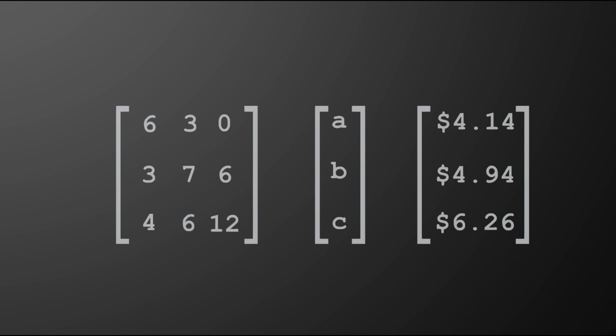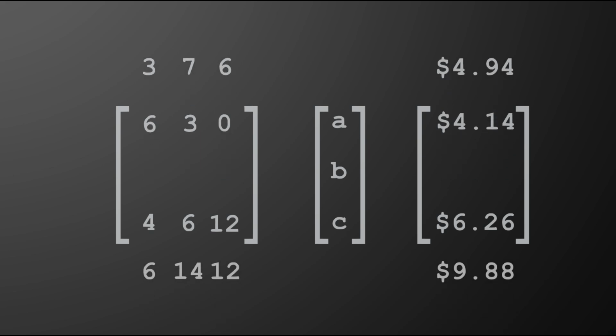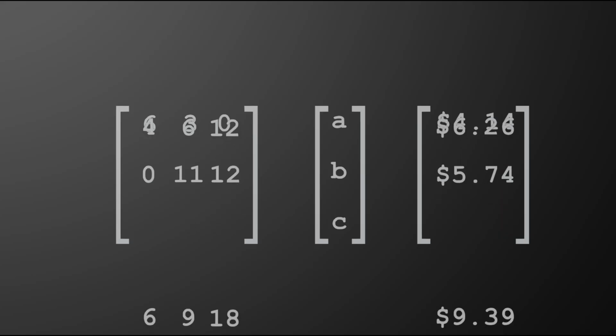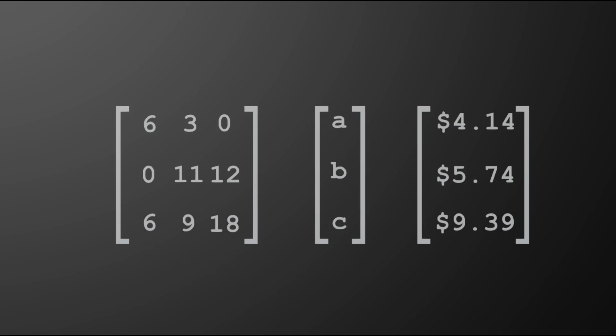To start tackling this matrix, we're going to multiply the second row by 2 and subtract the first row. Whatever we do to the coefficient matrix, we must also do to the solutions matrix. Now, multiply row 3 by 6/4 and subtract row 1 from row 3. Then, multiply row 3 by 11/6 and subtract row 2 from row 3.